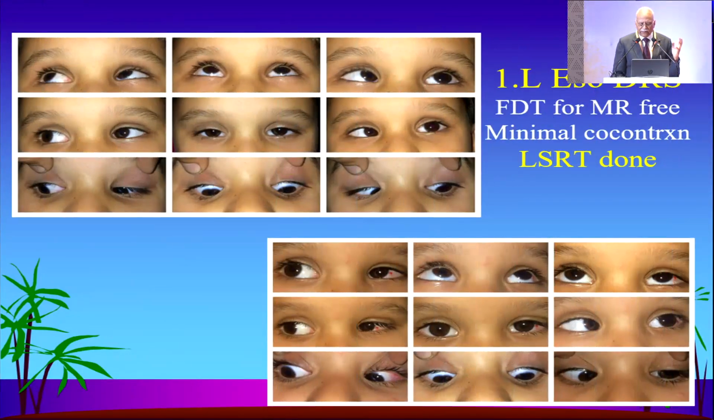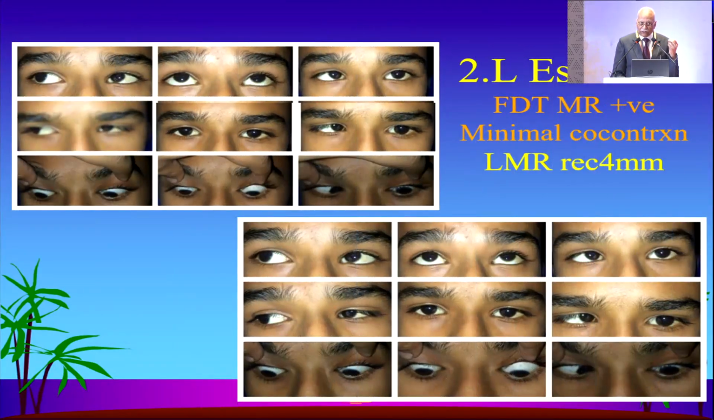So for example, now this case is ESO-DRS. FDT is free for MR. There is a minimal co-contraction. We have just done it by improving the abduction by a superior rectus transposition. That's it, and that case is fine. Another situation, FDT is positive. So here you have to do an MR recession.